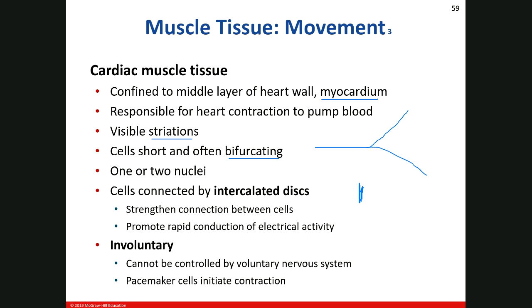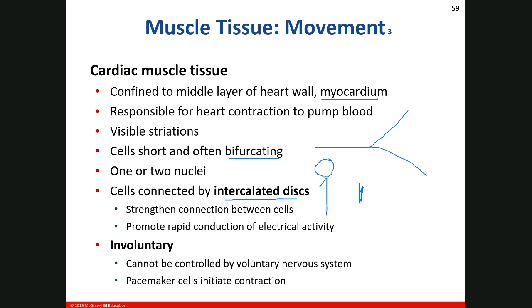The first one is called gap junctions, and all a gap junction is, is a hole. So you literally have these holes in between the cells. The other one is called the desmosome, and that is just another anchoring point that strengthens the connection between the cells. So these two structures are found inside the intercalated discs.